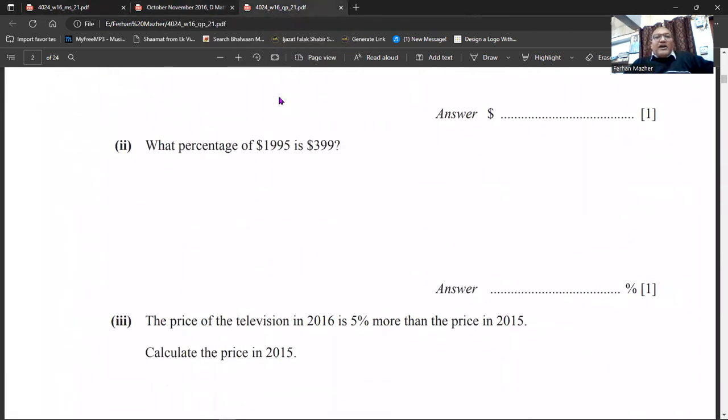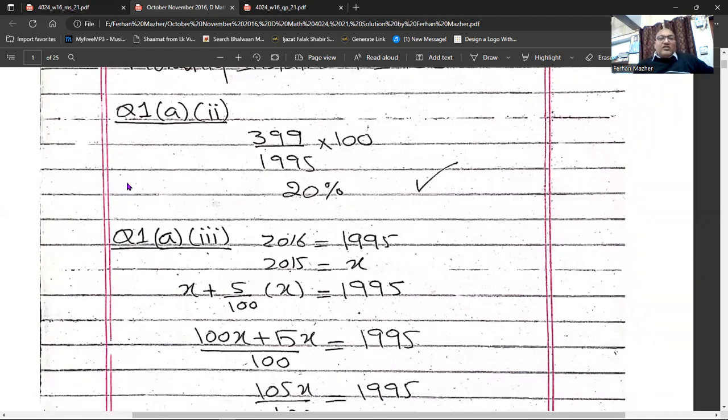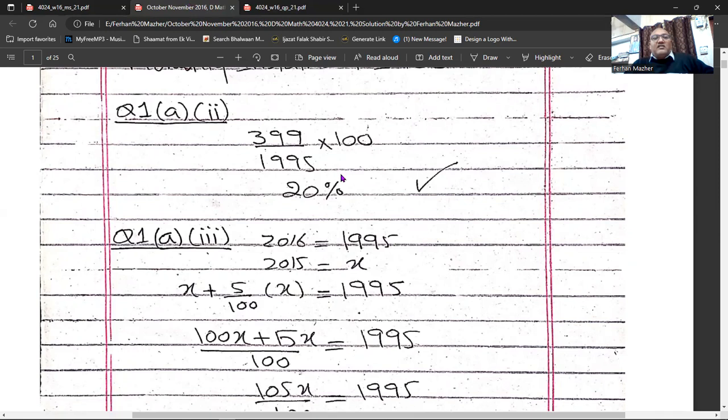Question number 1, A part, its second portion. What percentage of $1995 is $399? So very simple. 399 divided by 1995 multiplied by 100, and that will give you the percentage. So just in your calculator, you will enter 399 divided by 1995 multiplied by 100, and that will give you 20%. 20% is the right answer.